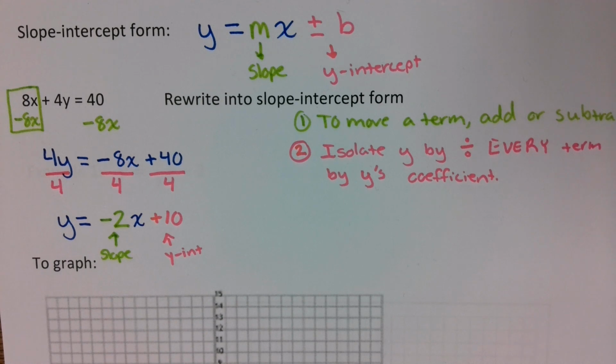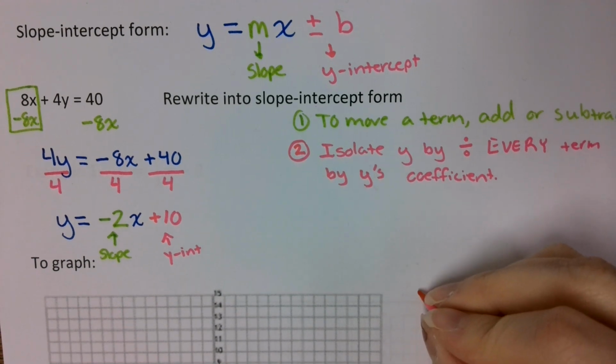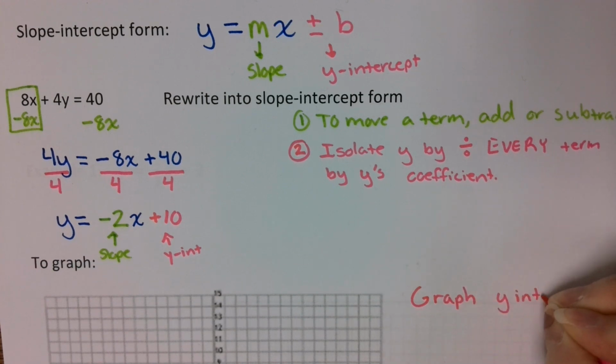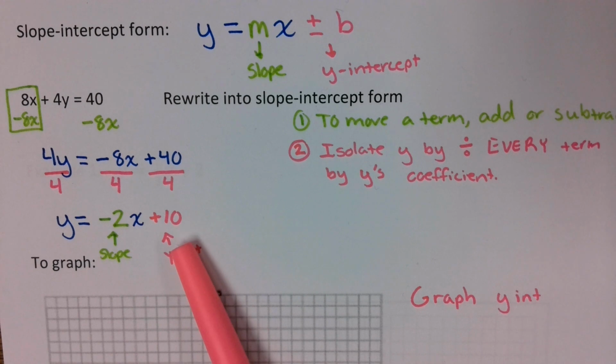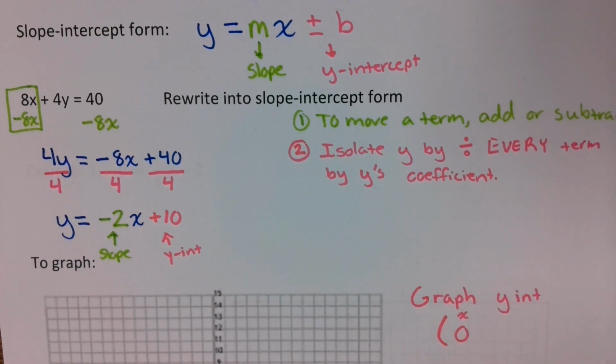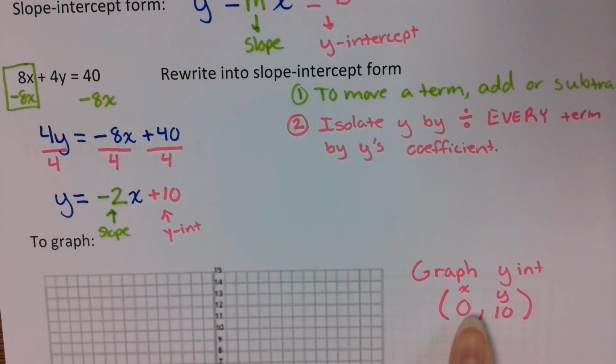Okay, so now we can go ahead and move on to graphing it. Who can recall, when we graph an equation that's in slope-intercept form, what is the first thing we have to graph, David? The y-intercept. So the very first thing that we're going to do is graph our y-intercept. Remember, this y-intercept, this 10, is a point, at the point where x is equal to 0 and y is equal to a positive 10. So we're graphing the point (0, 10).